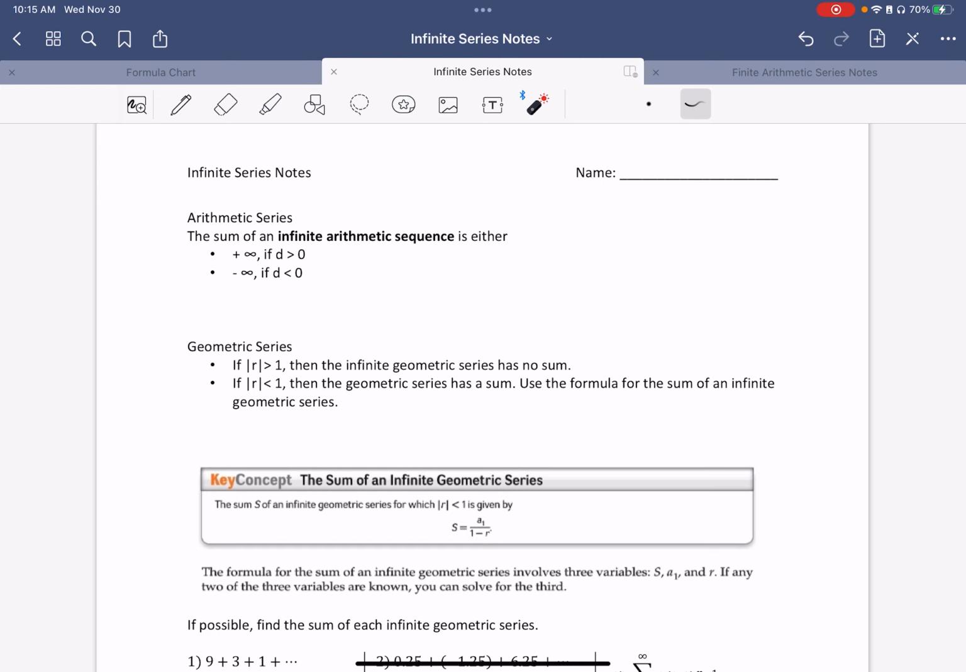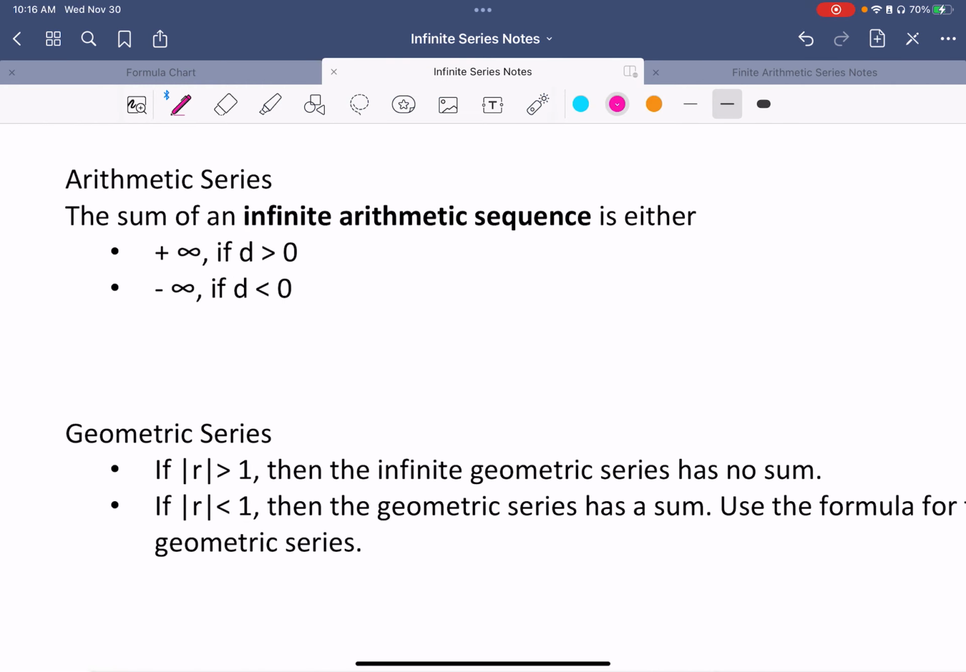So for arithmetic series, the sum of an infinite arithmetic sequence is either positive infinity if d is greater than 0, or negative infinity if d is less than 0. So just to review, remember that d is the common difference. And to find the common difference, all you need to do is subtract the first term from the second term.